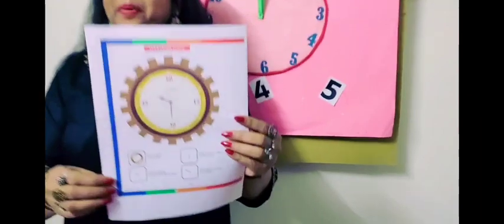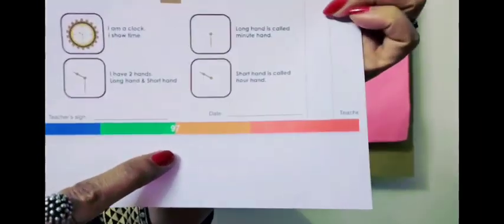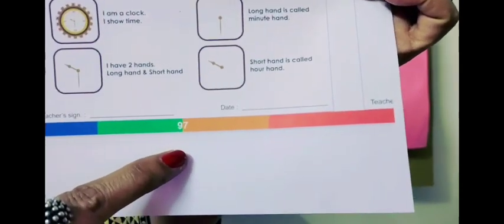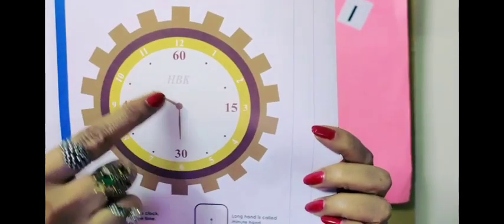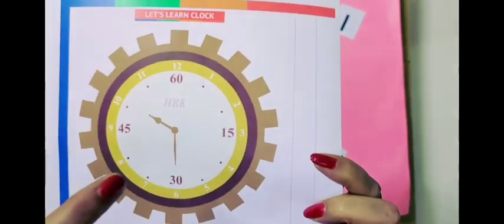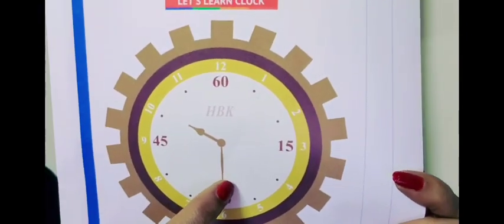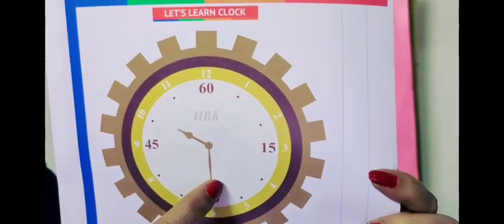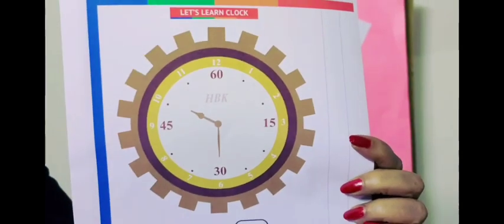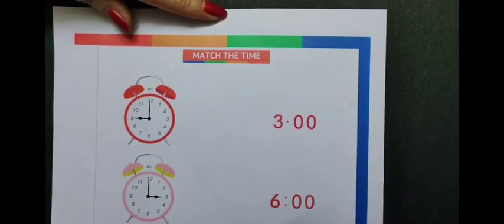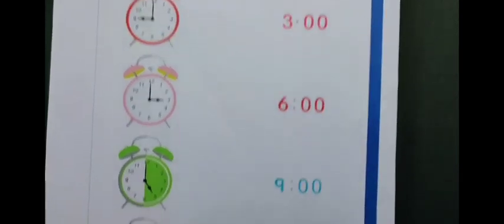So please open your classwork book to page 97. As you can see, there are two hands. The short hand is the hour hand and the long hand is the minute hand. So for now, you all only learn to read the hour time. Now children, please open your classwork book to page 98.